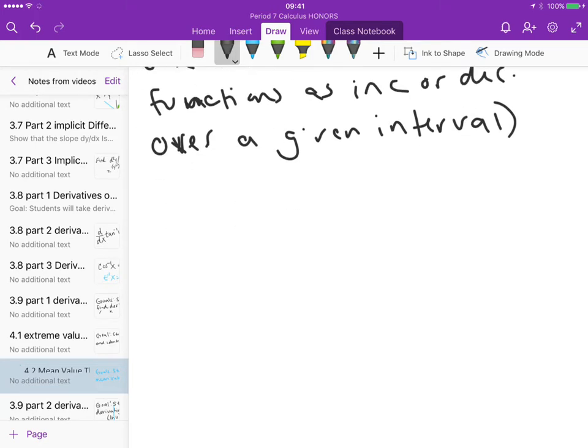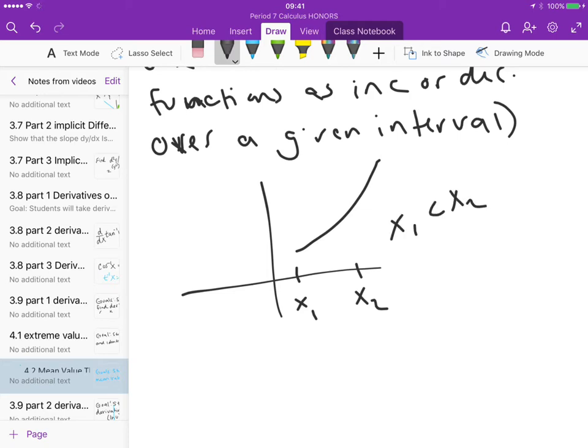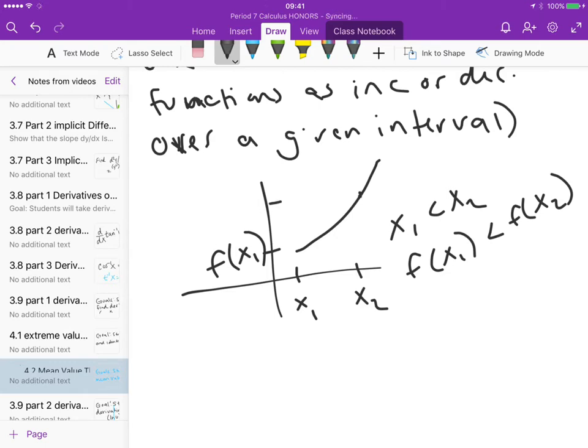Let's say we have a graph right here, and we're dealing with an increasing function. If you have a point x1 and a point x2, the function is considered increasing if x1 is less than x2 and the value of f of x1 is still less than f of x2, because f of x1 is less than wherever f of x2 comes into play. So this is considered an increasing function.